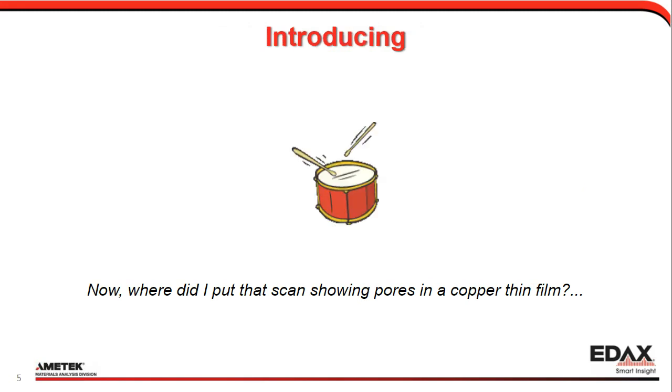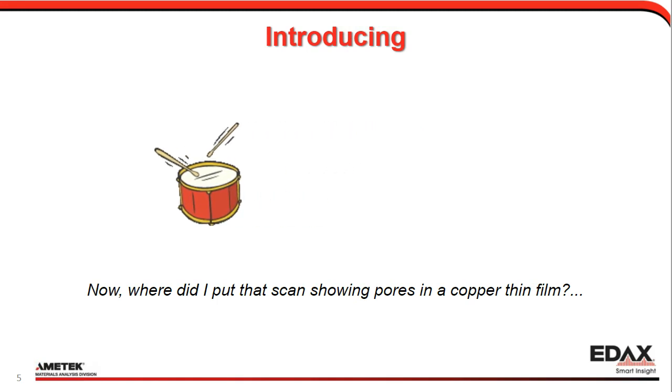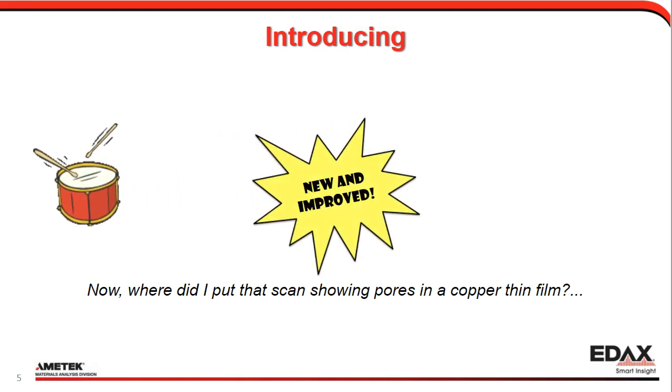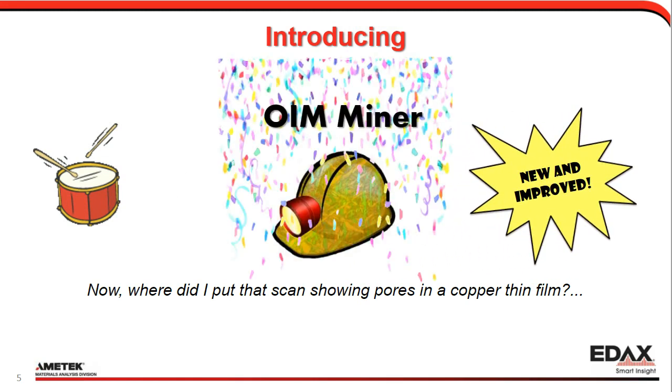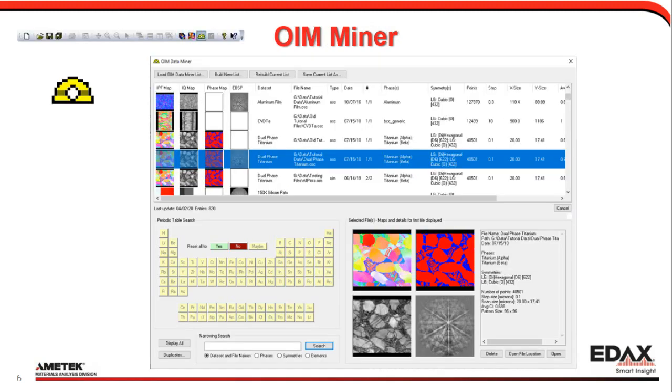And so we're introducing, got to have some fancy graphics, a new and improved OIM Data Miner. And it really is a big improvement over what we had before, and I've been using it quite a bit to go through old hard disks and old data where I'm trying to find things. So it looks like this. You'll notice there's a lot more graphics involved than in the old version, and I think that really helps you understand what you're looking at when you're looking for a good data set you created once upon a time.